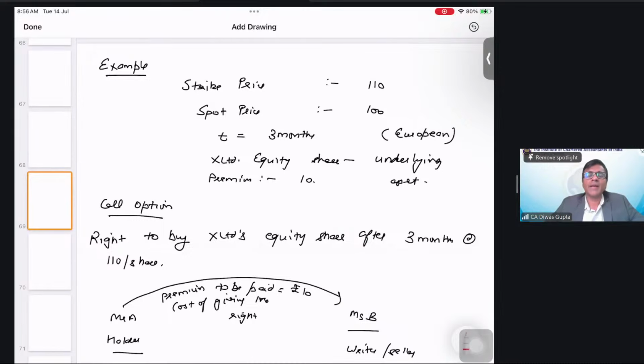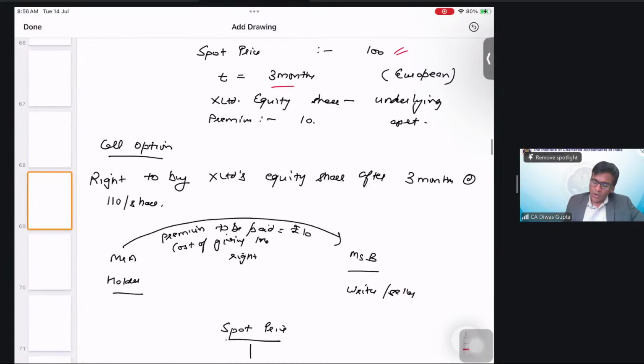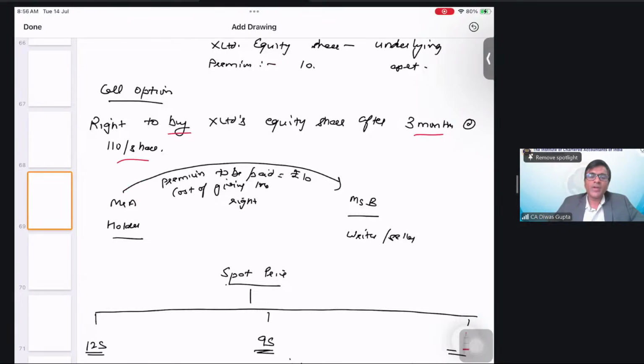Now let's understand this better through an example. Let's say the strike price is 110, the spot price is 100, the time period is 3 months, X Limited's equity share is what we're talking about, and the premium is rupees 10. In case of a call option, which is a right to buy X Limited's equity share after 3 months at the rate of 110 per share, what are we going to do? Mr. A is the holder, Miss B is the writer or the seller, and the premium to be paid is at the rate of 10 rupees, which is the cost of giving the right. So Mr. A will pay Miss B 10 rupees as the premium.